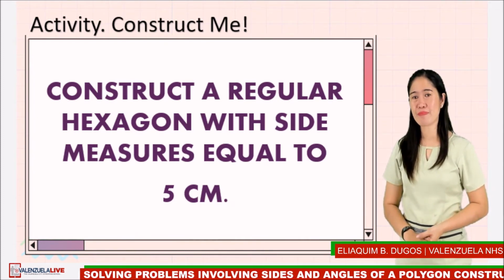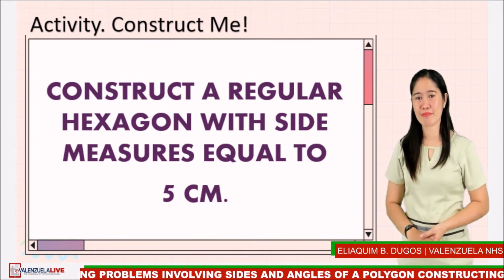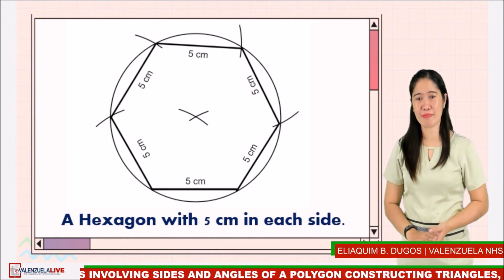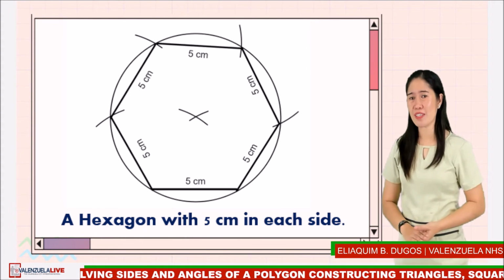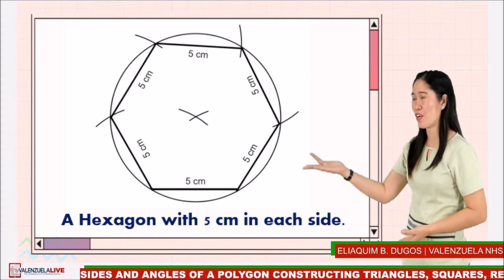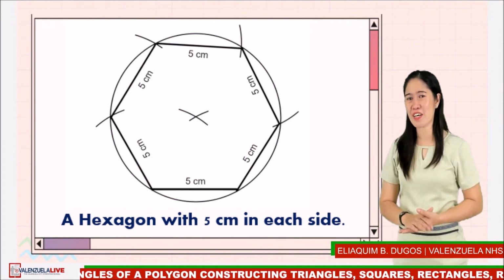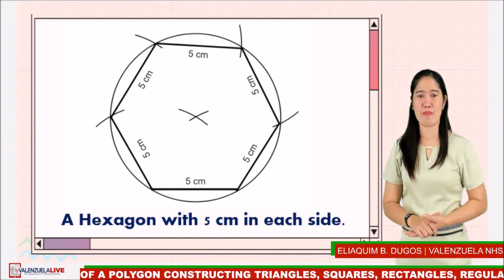Time's up. If you constructed this regular hexagon with 5 cm sides, grade 7, you did very well.